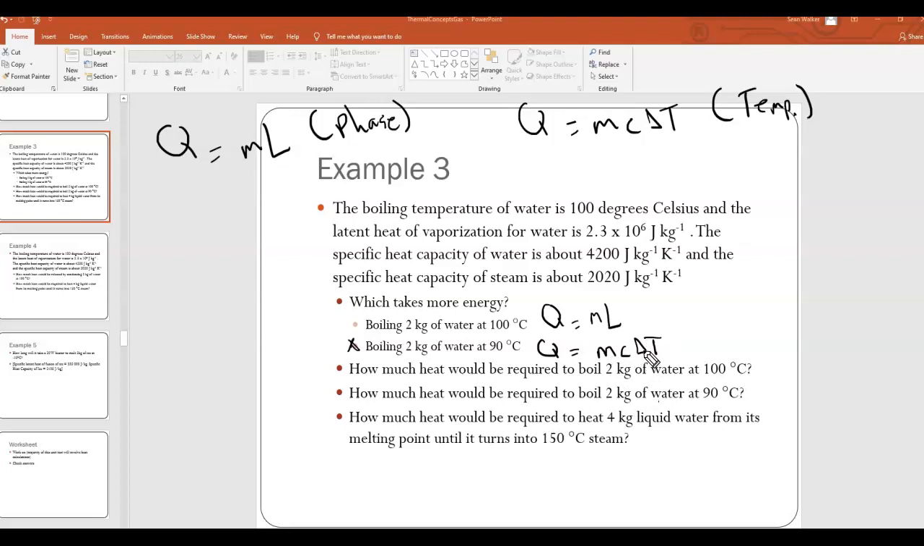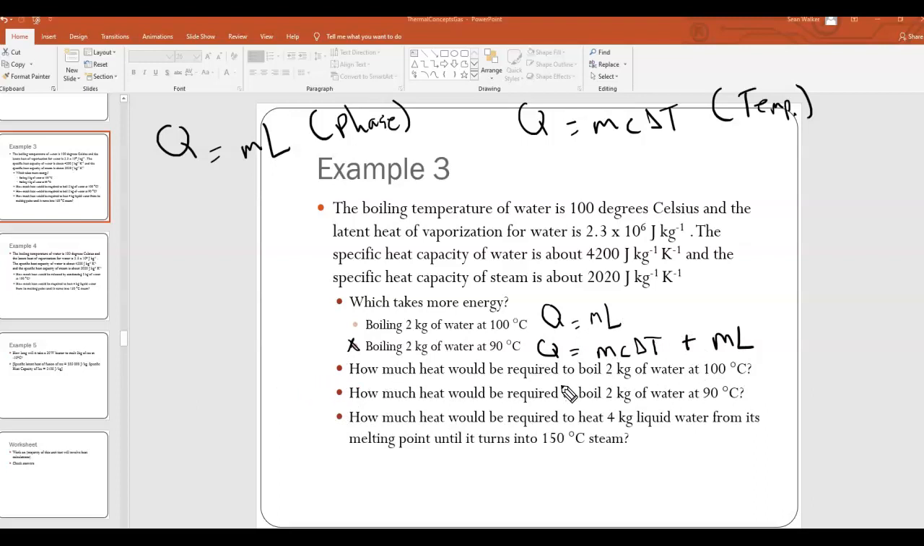Then once we add this amount of heat to heat up the water to 100 degrees Celsius, we also have to tack on the heat required for the phase change. So it takes more heat to boil 2 kilograms of water at 90 degrees Celsius just because we have to add a little bit of extra energy to get it to the boiling point. So that's a concept question, but you can see how these two equations relate to each other. Now let's do some calculations.